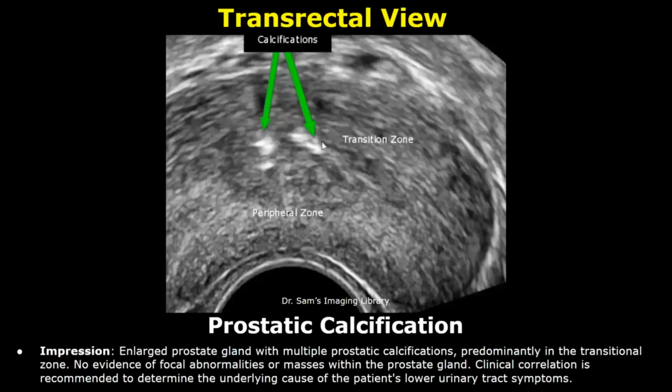Here is the impression. Enlarged prostate gland with multiple prostatic calcifications, predominantly in the transitional zone. There were no focal abnormalities or masses. And in the end, you must write clinical correlation is recommended to determine the underlying cause of the patient's lower urinary tract symptoms. It is important to write about clinical correlation in the impression.